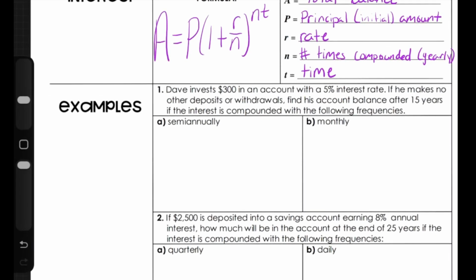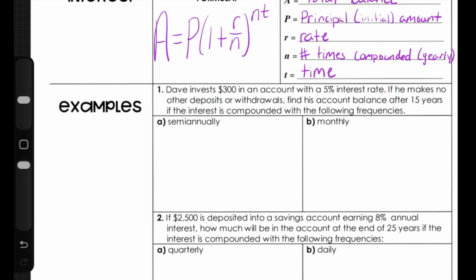Now, for our very first problem, we have Dave invests $300 in an account with a 5% interest rate. If he makes no other deposits or withdrawals, find his account balance after 15 years if the interest is compounded with the following frequencies. So we're going to do this twice. So here, we're going to grab the stuff that we're going to be using in both A and B.